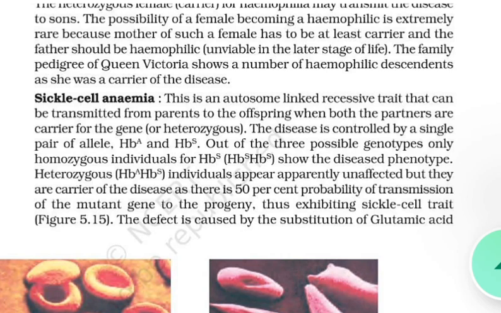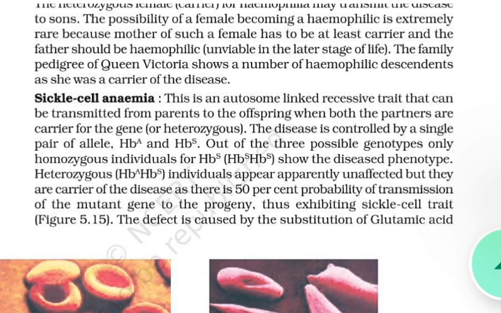So the next is the substitution of amino acid in the globin protein results due to a single base substitution at the 6th codon of the beta globin chain from GAG to GUG. The mutant hemoglobin molecule undergoes polymerization under low oxygen tension, causing the changes in the shape of the RBCs from biconcave disc to elongated sickle-like structure.